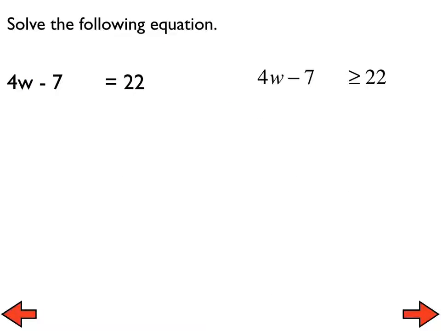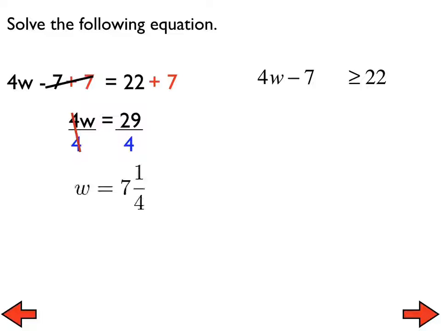Alright, so this first part's not on your notes. I just want you to watch up there. 4w minus 7 equals 22. That's a regular equation. We all know how to solve this, right? Get rid of constant, get rid of coefficient. And then you get w equals answer. And you can write that as a fraction or a decimal. They are equivalent, so it does not matter.